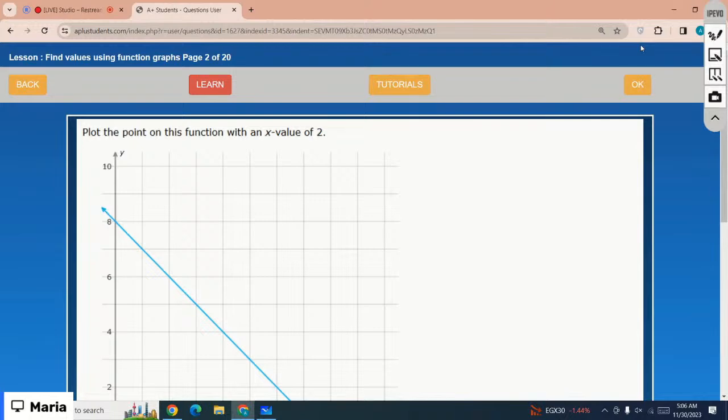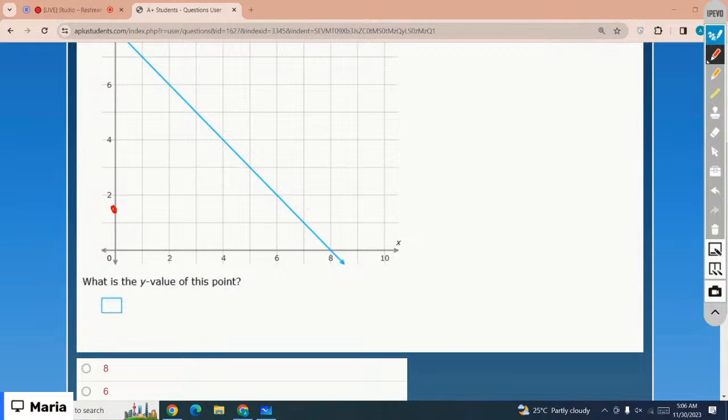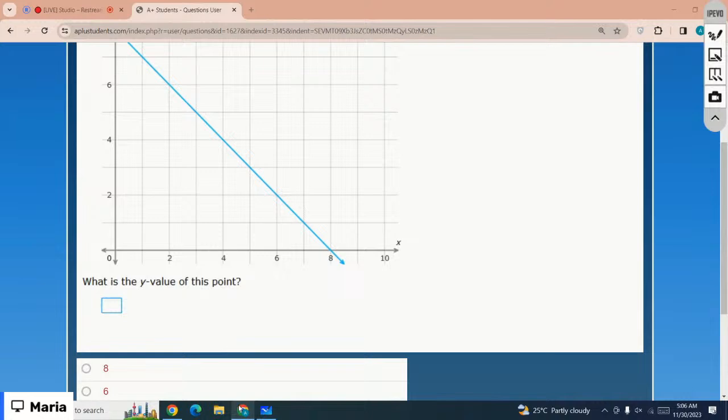Plot the point on this function with an x value of 2. So just plot a point on x equals 2. Here is x equals 2. Just join it to the graph. Here it is. So when x equals 2, y equals 6. So the correct option is 6.